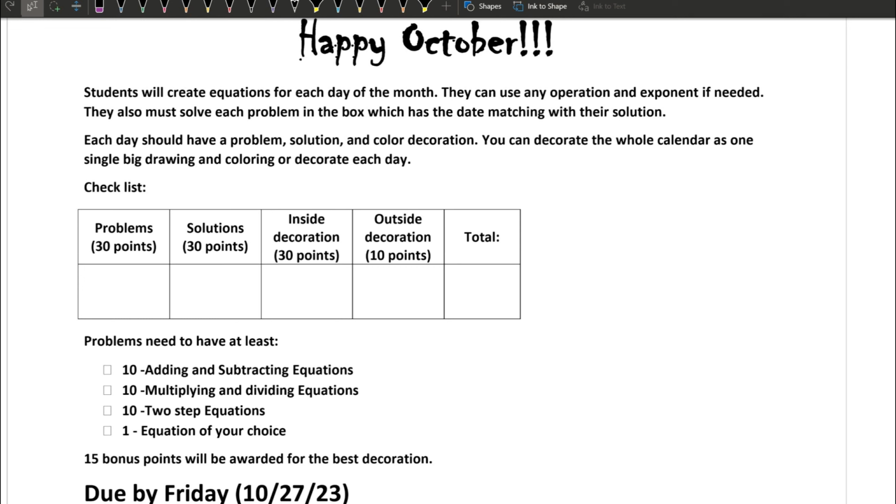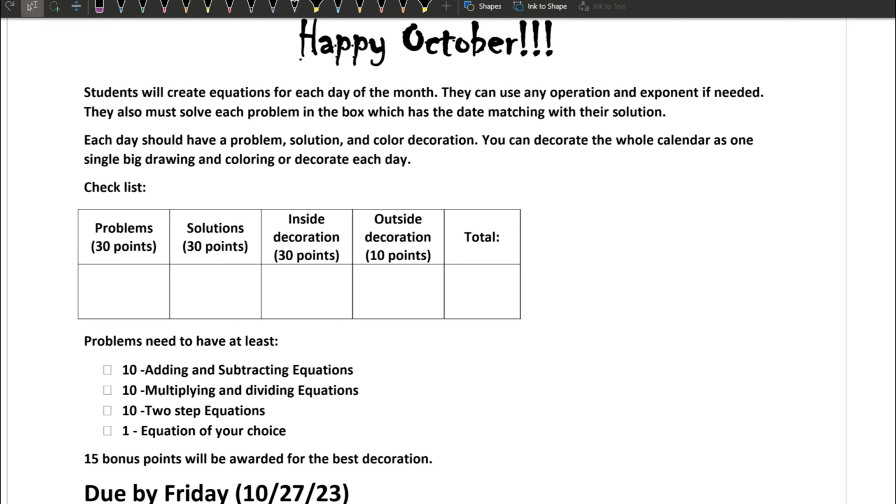Then I give you the total points in the last box. Now on this calendar, I require you to have 10 adding and subtracting equations, 10 multiplying and dividing equations, 10 two-step equations, and 1 equation of your choice. If you do a good decoration, you will earn 15 bonus points, 15 extra credit for your project. Some of you asked me, do I give any extra credit? Here's the time for you to get extra credit.